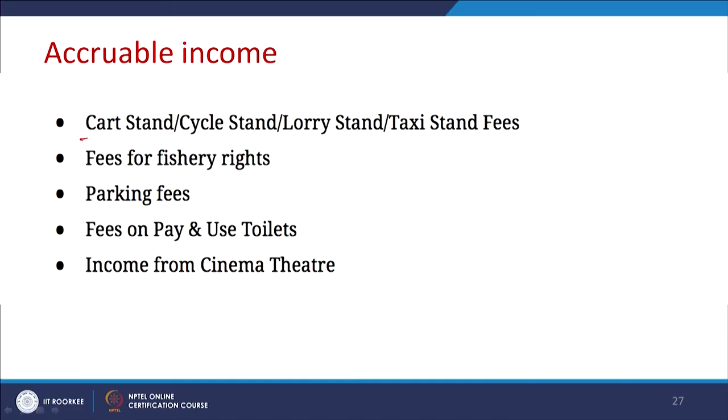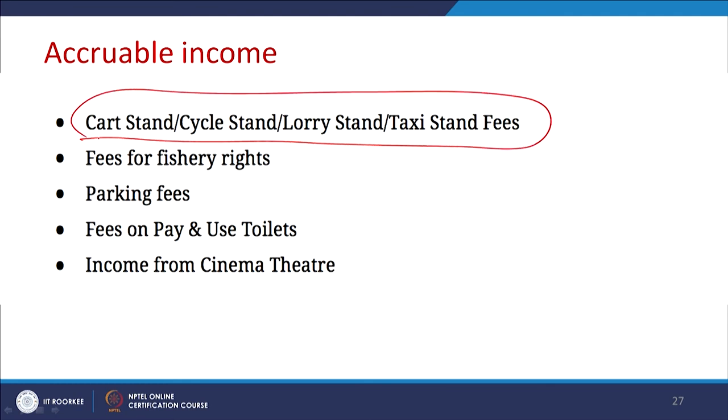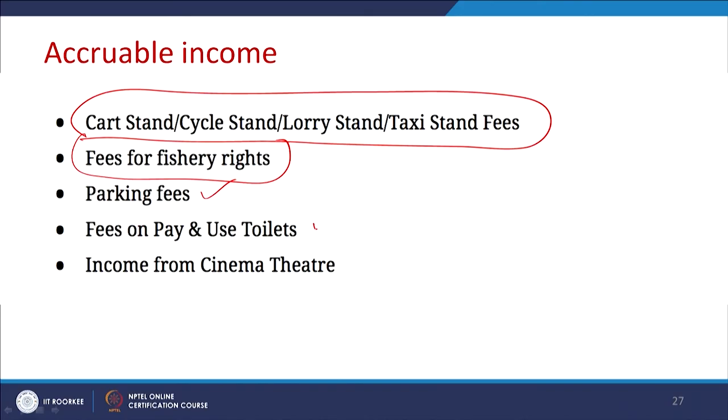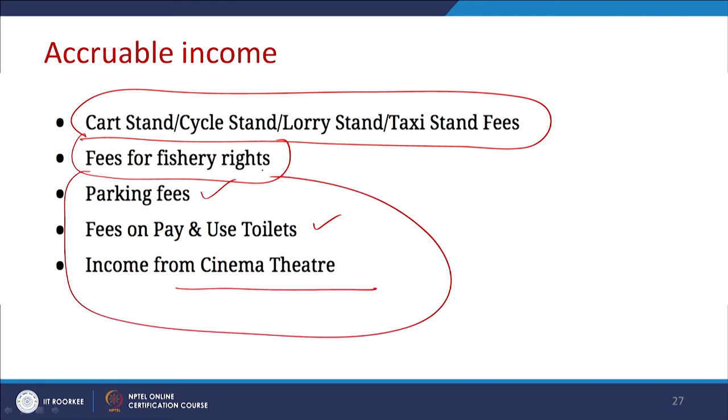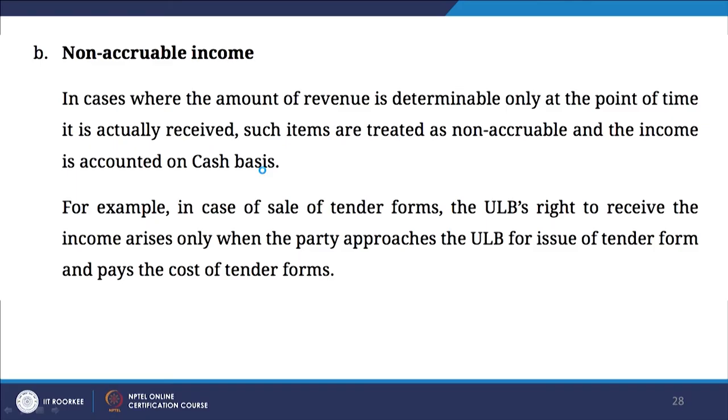Then some accruable incomes are there, like many municipalities have a provision of parking fees or stand fees, and they can take fees for fishery rights. For example, there are rivers and canals where ferry services are there, parking fees, fees on pay and use toilets, income from the cinema theater. These are all accruable incomes which accrue every month, every year. Non-accruable incomes are basically the revenues coming from other sources.